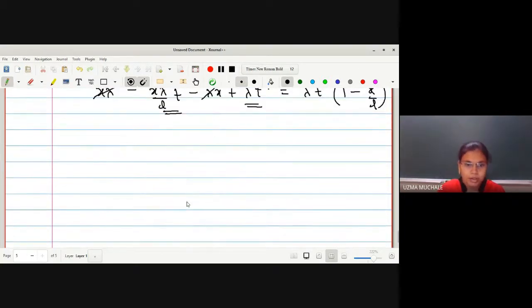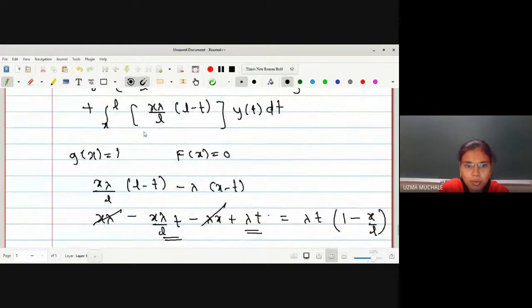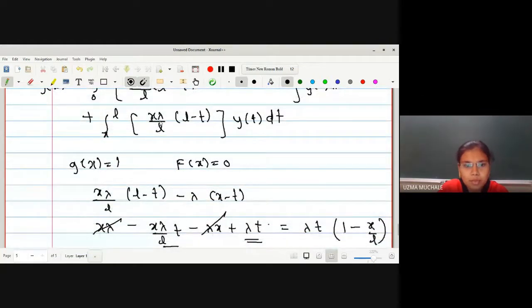I hope it is not. So let me write down now. The value of a kernel k of x, t will be equal to the first term. If we can take lambda also outside, what will be the resultant? Let me solve this term also.